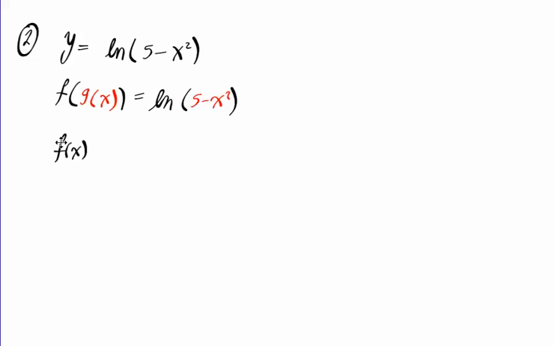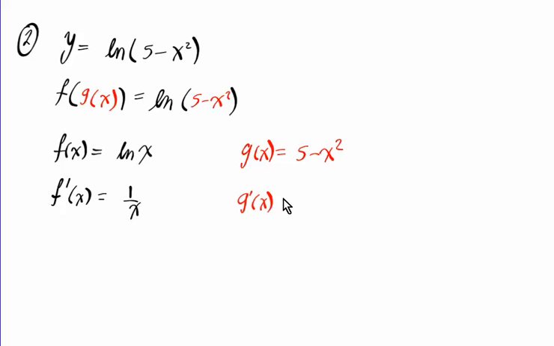The outer function f of x is your logarithmic function, and then the inner function g of x is 5 minus x squared. Okay? So we have f prime of x, the derivative of f, is 1 over x. And then g prime of x, the derivative of g: the derivative of 5 is 0, the derivative of x squared is negative 2x, like that.